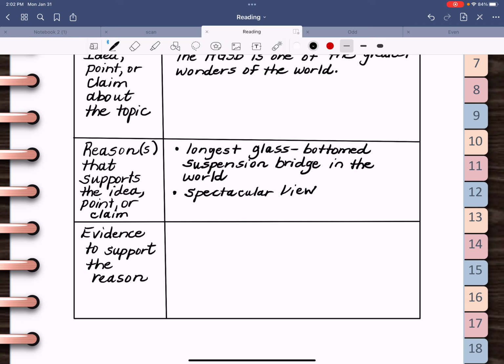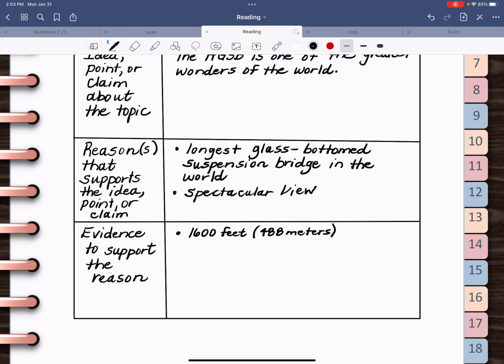So now let's look at some evidence for these reasons. So the longest, how can he prove to me that this is the longest bridge in the world? He actually gave me the length. So we could compare that to all the other bridges in the world, and this number is going to be bigger than any other number I can find. That is a piece of evidence. We can't argue about that. It is a factual piece of information.